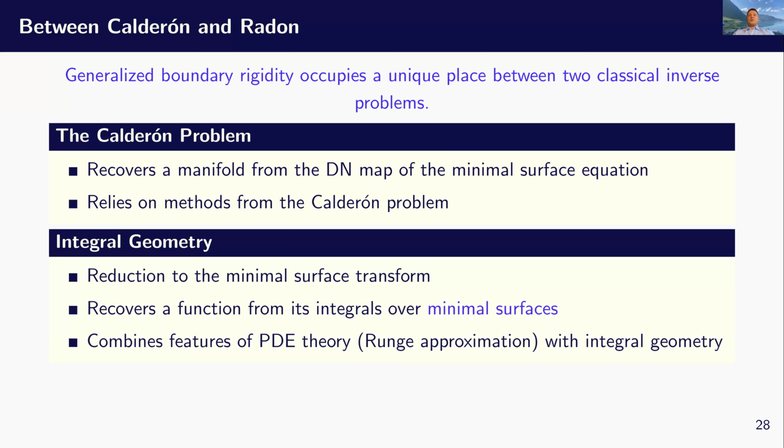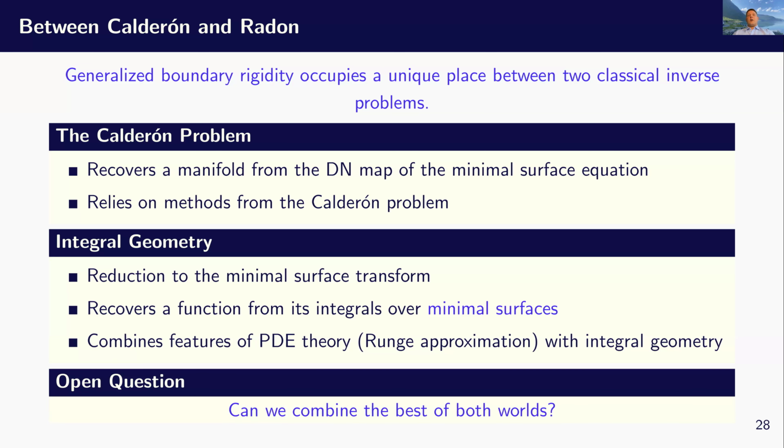And we also saw that this integral geometry approach combines features from the PDE theory itself as well, because we used this Runge approximation to verify the Boltzmann condition. So it combines PDE and integral geometry, which is quite nice. But there's still a lot of open questions. How can you combine the best of these both worlds? It's not at least clear to me what is the best approach to apply the best sides of both approaches.